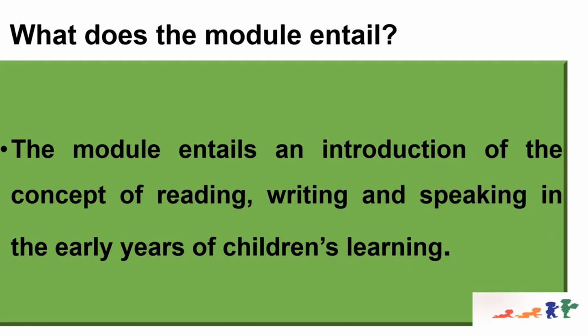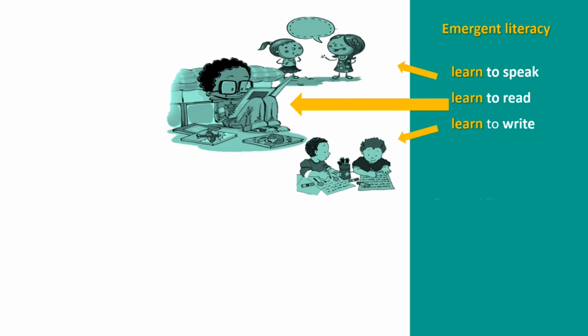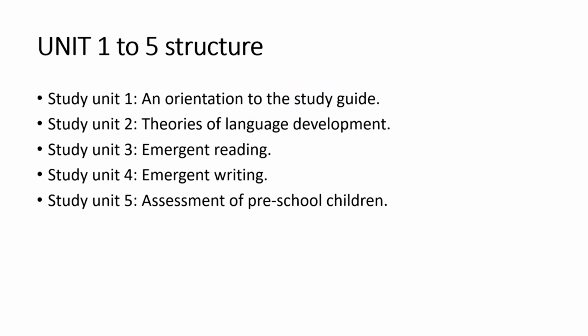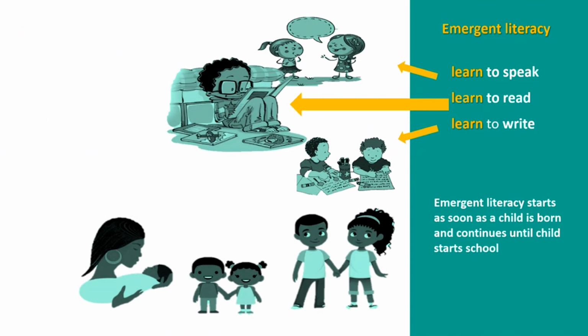What does the module entail? The EML module entails an introduction of the concept of reading, writing, and speaking in the early years of children's learning. That is from grade R. The module starts from grade R to grade 3. With regards to emergent literacy, it is a module whereby we introduce learners to speak, they learn to read, they learn to write. Therefore, emergent literacy starts as soon as a child is born and continues until a child begins formal school.